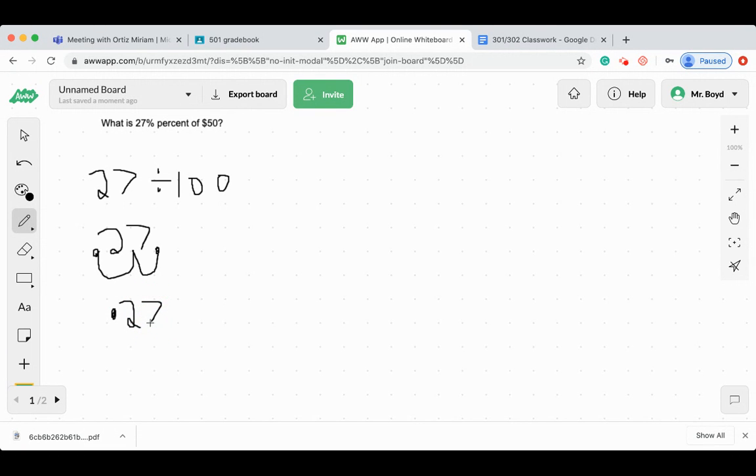So that's our decimal. Now that we've changed our percent into a decimal, all we have to do is multiply. We're going to multiply 27 hundredths times 50. And this is where we're going to have to recall when we were multiplying using decimals. So first, we're just going to multiply as if it was a normal multiplication problem. 0 times 7 is 0. 0 times 2 is 0. I can cross out my 0 now.